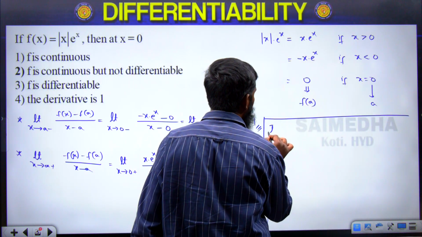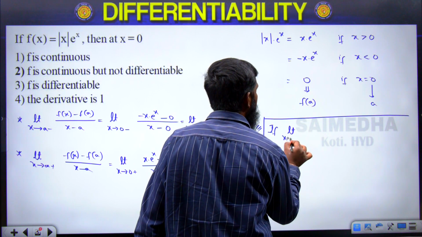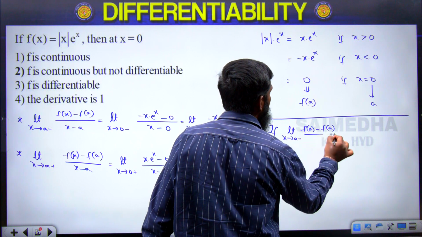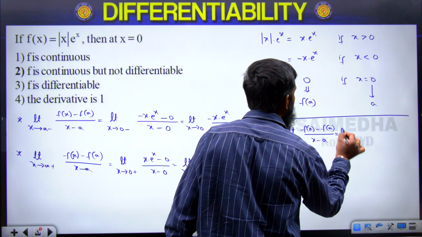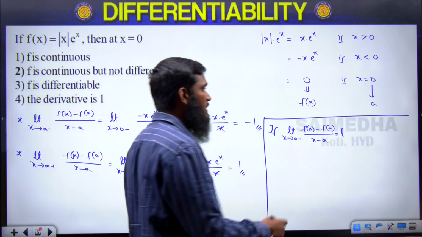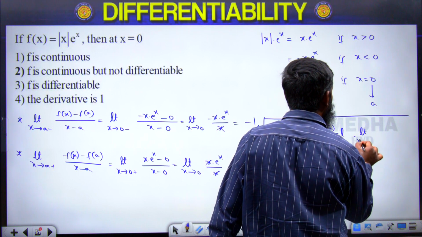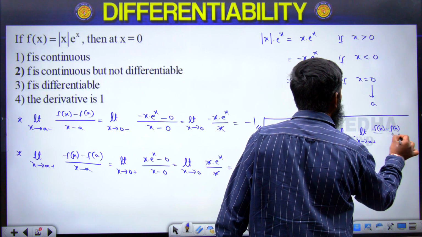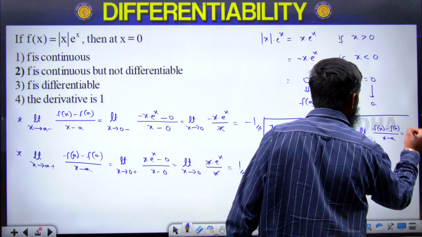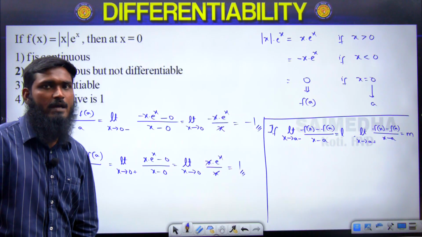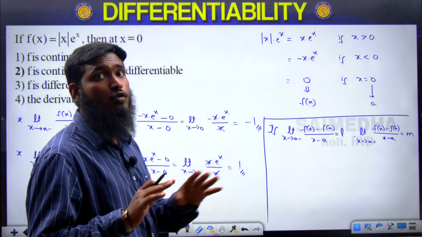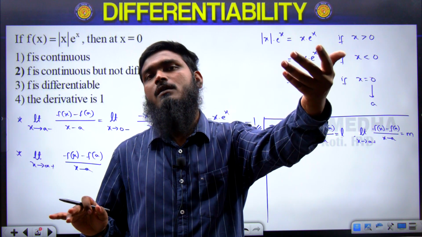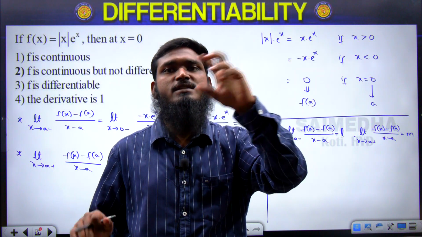Suppose if limit x tends to a minus, f of x minus f of a divided by x minus a, we take this value as L. And the next value, limit x tends to a plus, f of x minus f of a divided by x minus a, is equal to m. So this is the L value, that is the m value. We have considered this. Now again I am telling you, no need to go for the continuity concept. Directly by using the differentiability answers only, we can say whether the function is continuous or discontinuous.